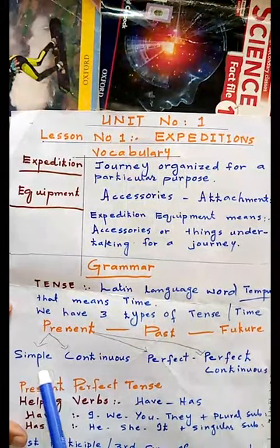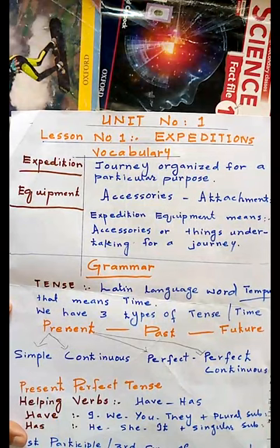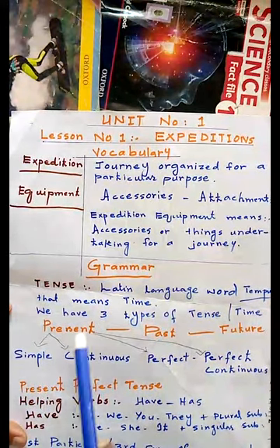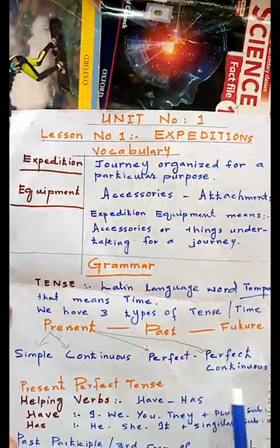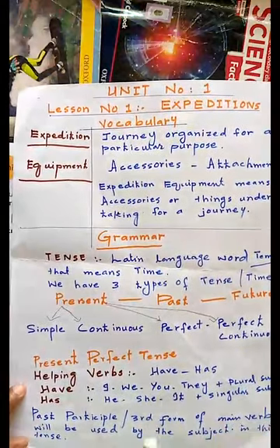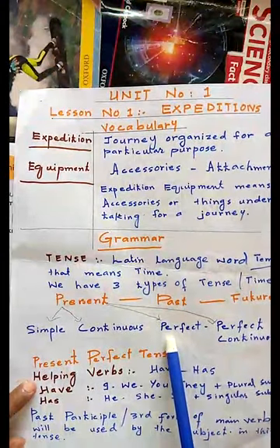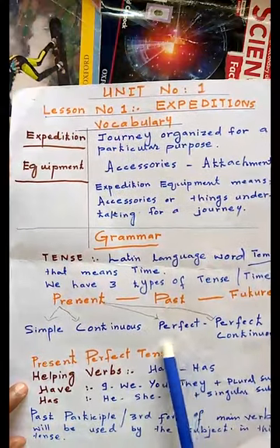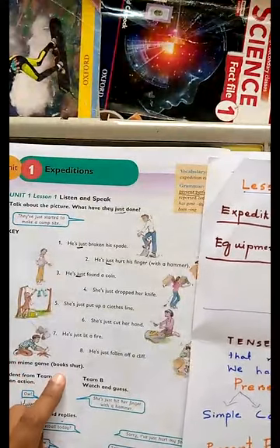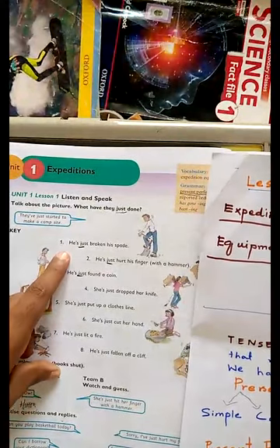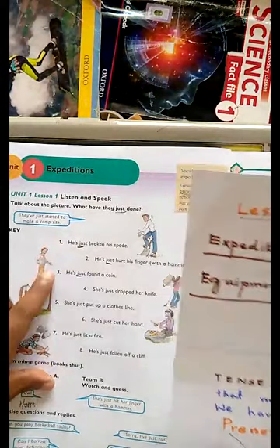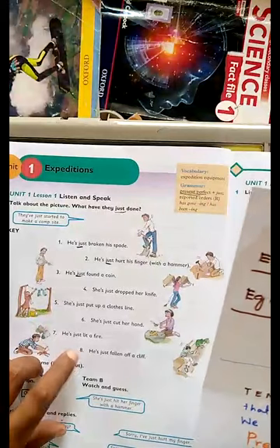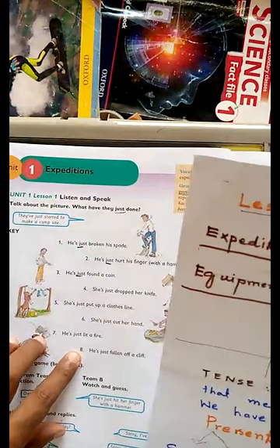So I told you there are four subtypes or parts of present: present simple, present continuous, present perfect, and present perfect continuous. So what we have to do now is read about present perfect tense, according to your lesson book page number 2 and the conversation. This is your conversation, starting from number 1. This conversation consists of 8 statements. We will read about them.